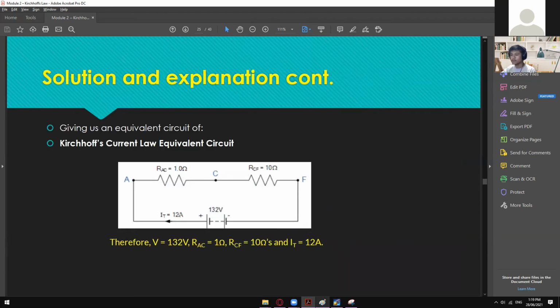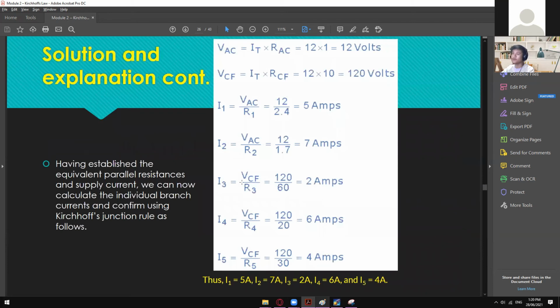So we have I total 12 ohms. The first one is 1 ohm. Second one is 10 ohm. Okay. And then after that, you can now solve for the individual voltages.